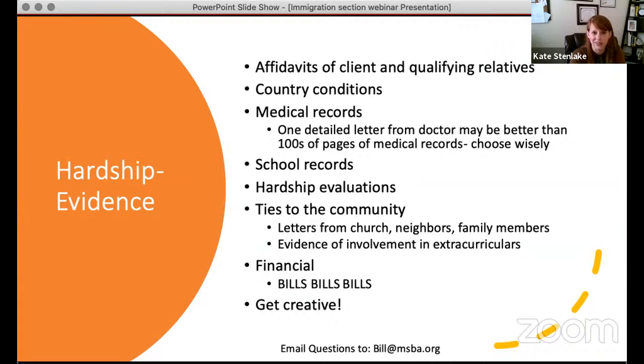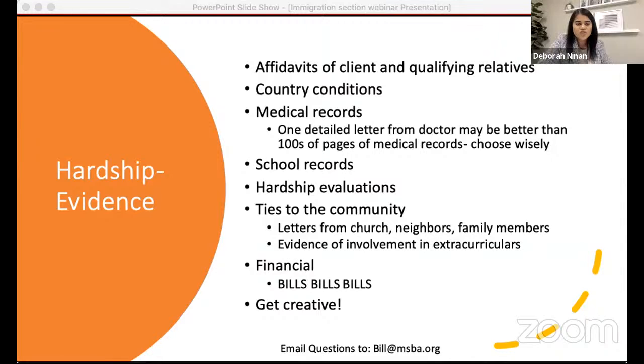Or, for instance, if it's a gay couple and they will face discrimination in the home country, you might want to get an expert for that. A lot of things are fairly straightforward. Basic country conditions will show it, but if there's really one specific factor, you might want to get an expert to testify as to why that would be specifically difficult in the home country.